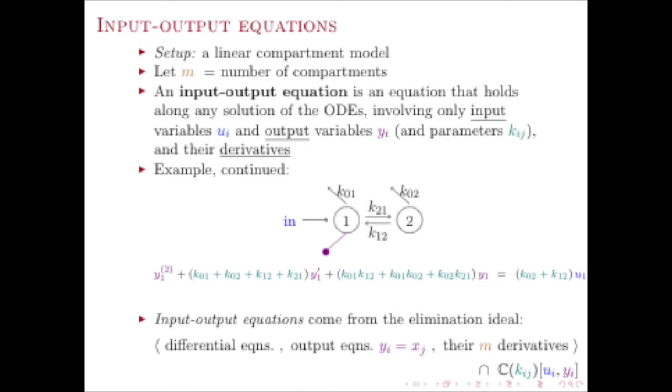Or one thing we could do is take the differential equations and then take as many derivatives as there are compartments. In the case of these linear models, we know that's enough, so the stopping criterion is already there. We know that's enough derivatives to take, and then this is just a regular elimination problem. I was trying to indicate that here. When you intersect with polynomials in u and y, yes, these are polynomials in the u's and the y's, and their derivatives. That's missing, absolutely.